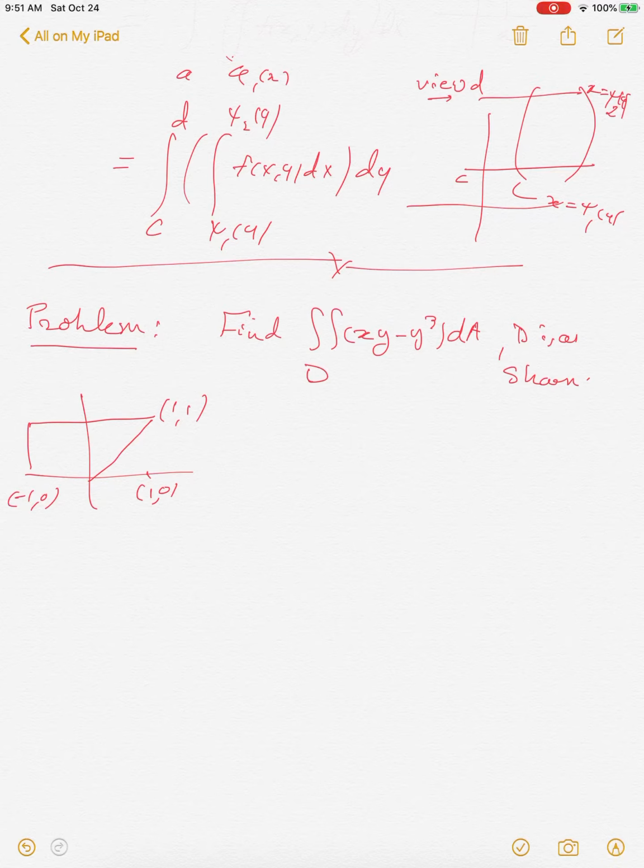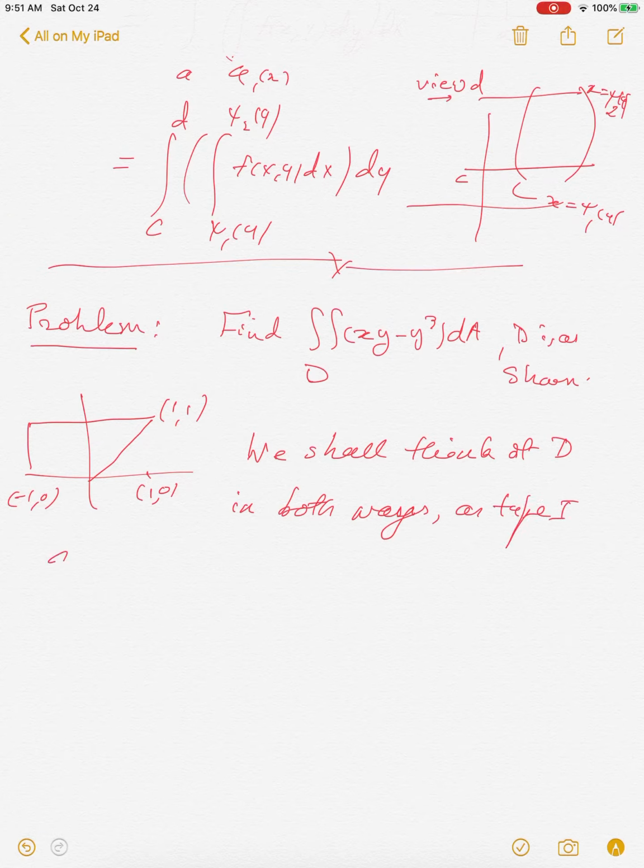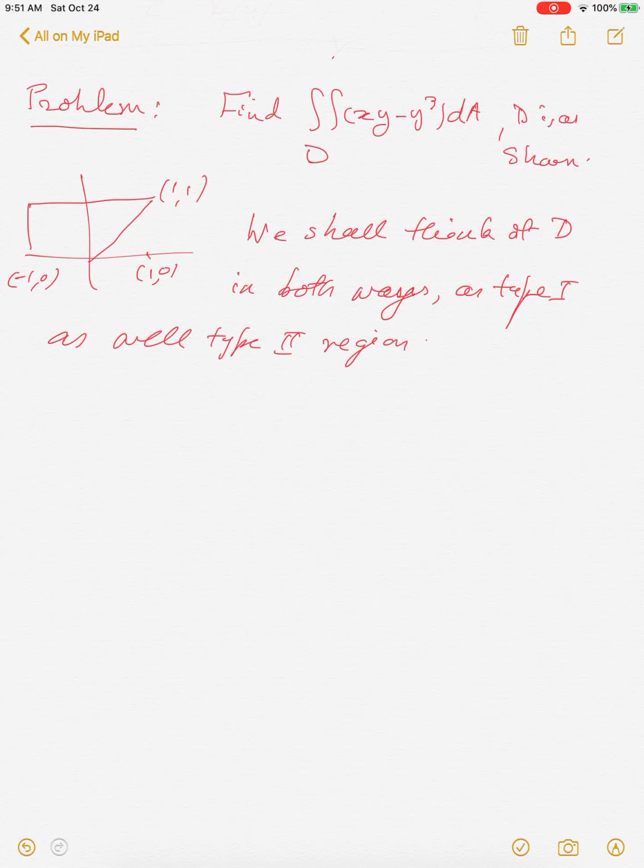(-1, 0). So if we view this, this region can be viewed both ways, type 1 and type 2. I did it in the class by viewing it as type 2, but we shall think of D in both ways, as type 1 as well as type 2 region. Viewing D as type 1 is more convenient in some ways because then you have only one function describing the upper bound, and there is only one function which describes the lower bound.